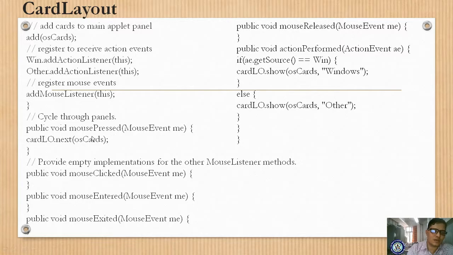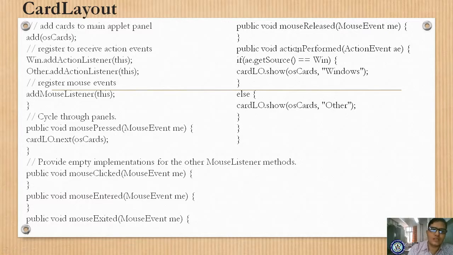It is a panel, right? In the card layout, it will show the panel. If you press the mouse, it will show the card layout. In the card layout it consists of two panels. And if you mouse clicked, then nothing will happen. Mouse enter, nothing will happen. Mouse exited, nothing will happen. You can give some information if you require. Mouse release, nothing will happen. It is blank. You are using that, but nothing happens.